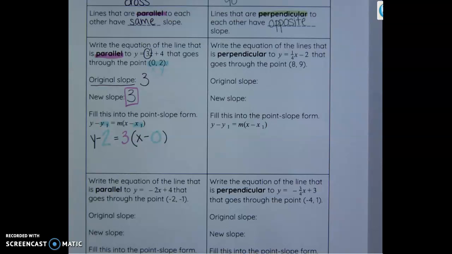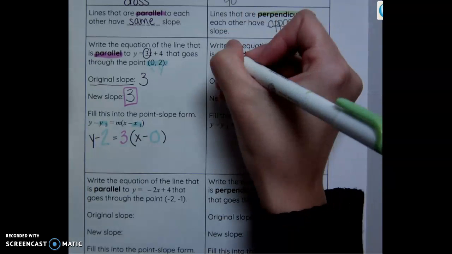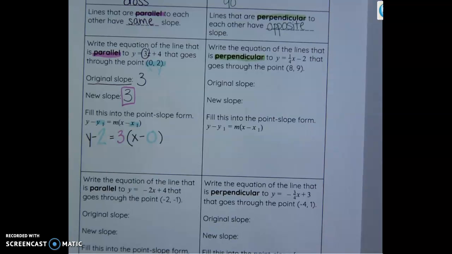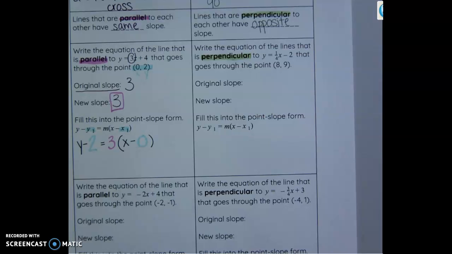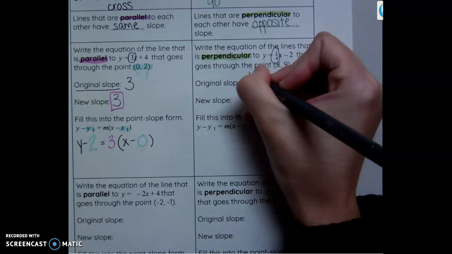Okay, now we're going to write the equation of lines that is perpendicular to y equals 1/4 x minus 2. That goes through the point (8, 9). Alright, so what's my original slope? My original slope is 1/4.